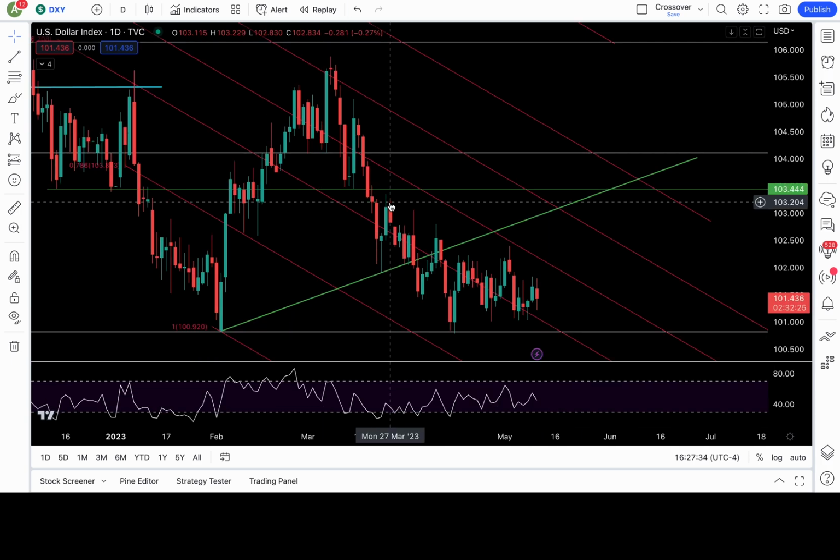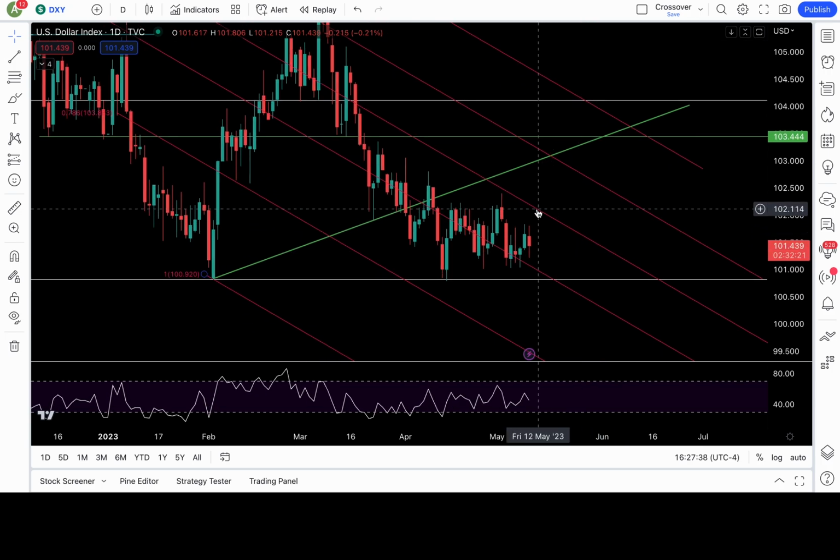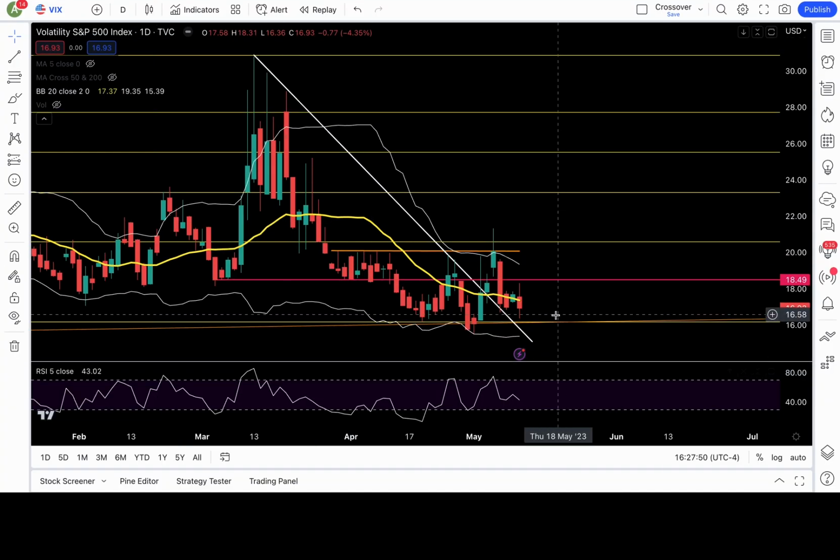All right, here's DXY still chopping. Not much to report here. Resistance levels are still the same at 102.2 and 103 with support at 100.8. Overall, just chopping. VIX just chopping as well. Closed above the 20-day moving average yesterday. Closed back below it today. It won't make up its mind. All right. So same thing. Above 18.5 is bullish. Below 16 is bearish.